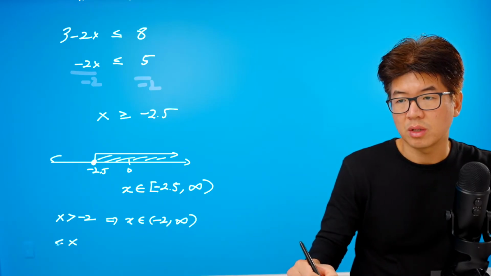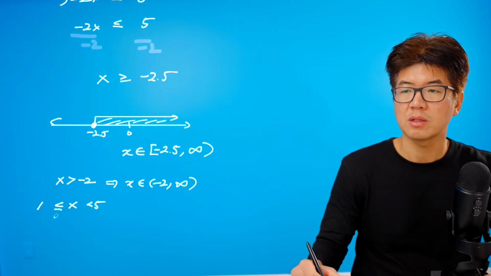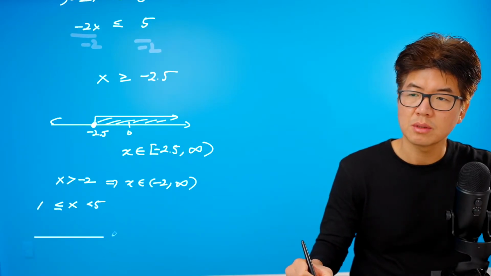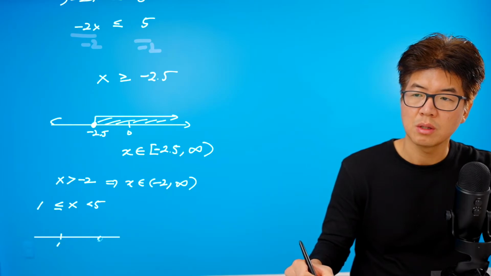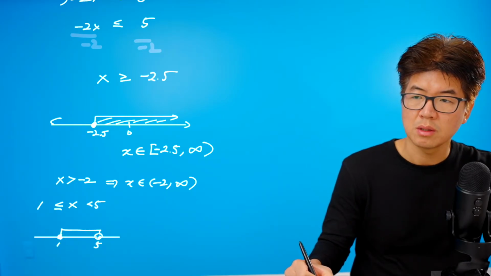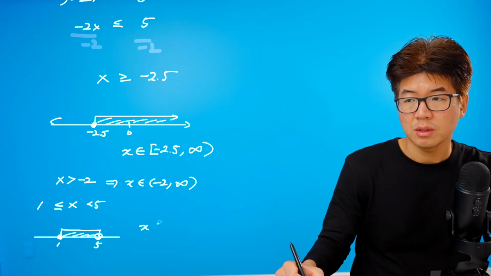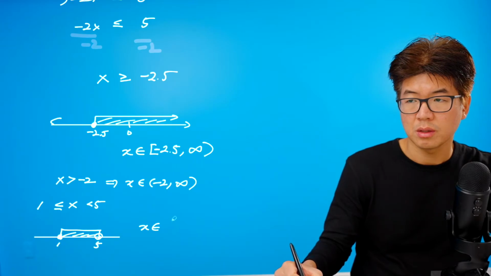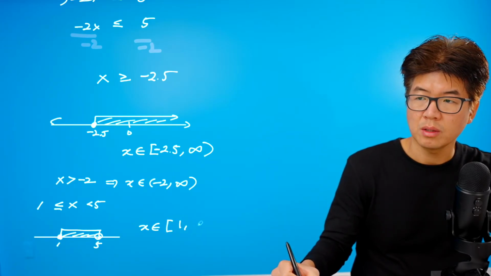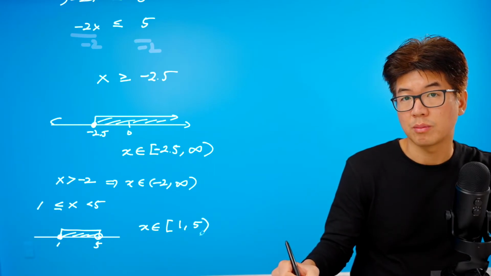Let me give you another inequality here. Let's say 1 to 5. Visually this means here's 1, here's 5. Let's include that like this. In interval notation, this will be: include 1, go up to 5, but don't include 5, which means use a round bracket.